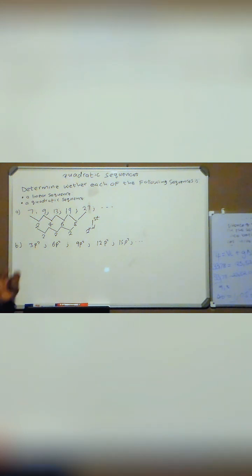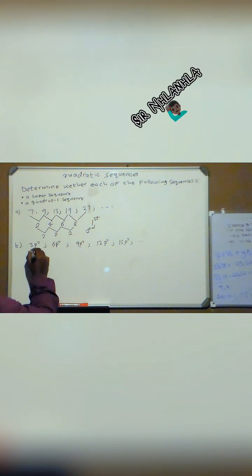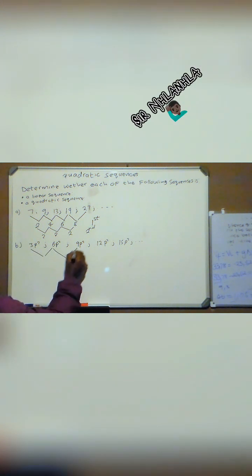Let's look at B. B is composed of 3p squared, 6p squared, and so on up to 15p squared, right? We do as we did before. Let's first look at the first difference of the sequence.